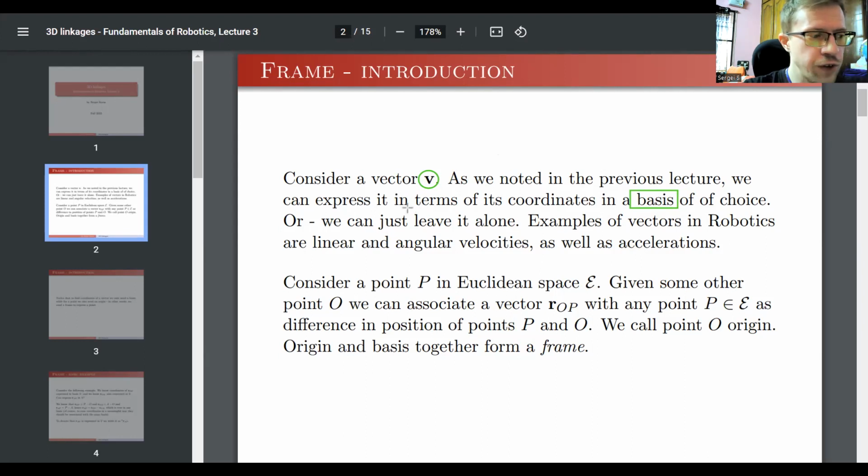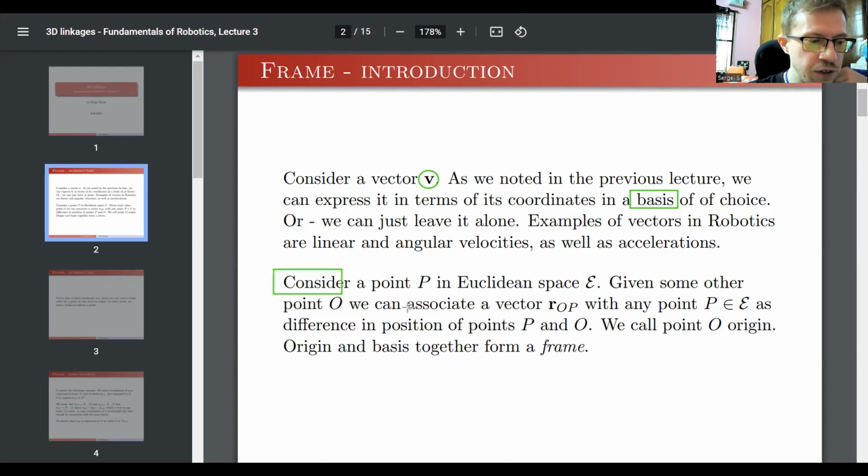Alternatively, we don't have to write it in terms of its coordinates. We can just leave it be, which is also a viable option. But if you want coordinates, we need a basis. Typical examples of vectors in robotics include linear and angular velocities, remember first lecture. Linear velocity: how fast and in which direction do you go. Angular velocity: how fast do you rotate and around which axis. Those are vectors.